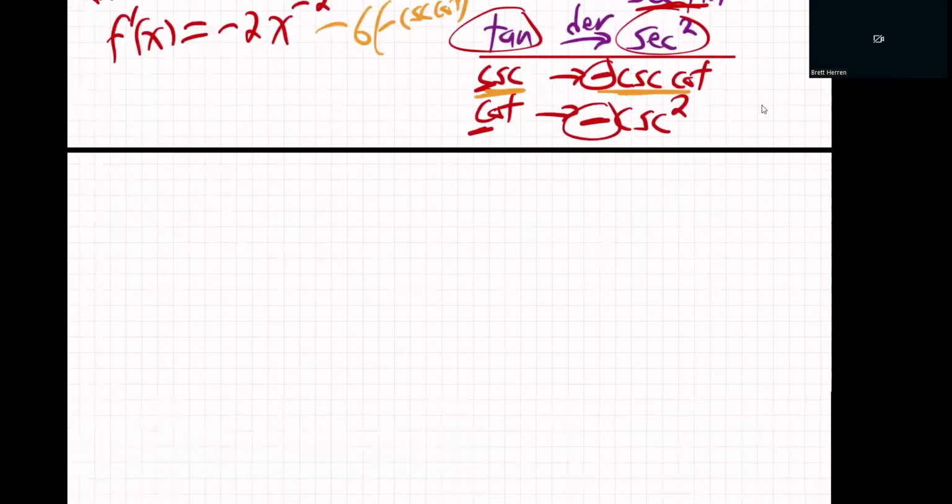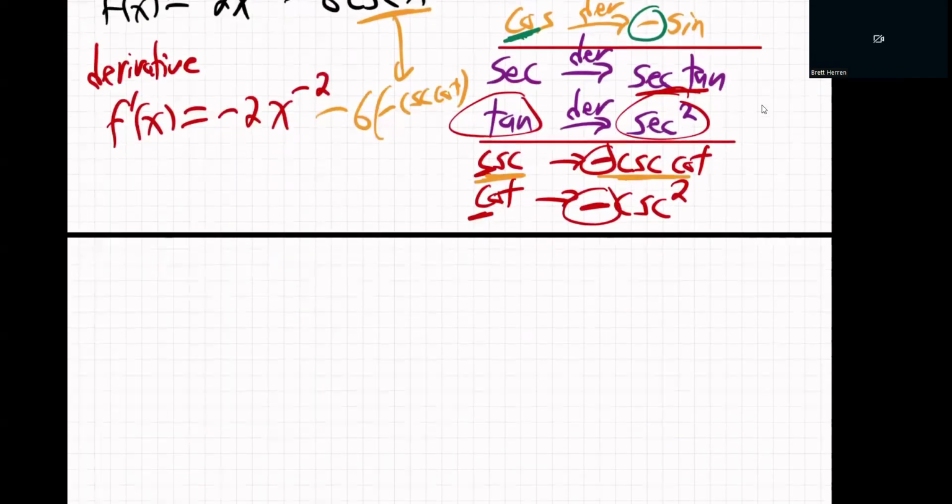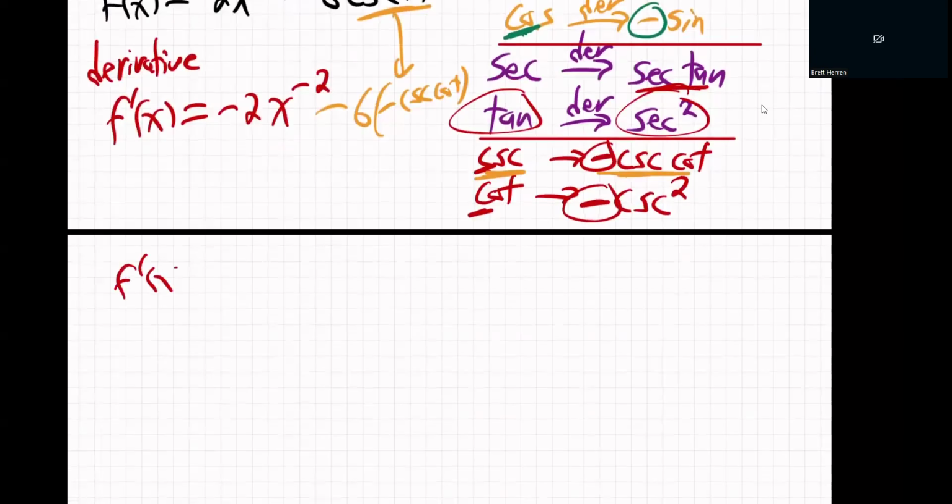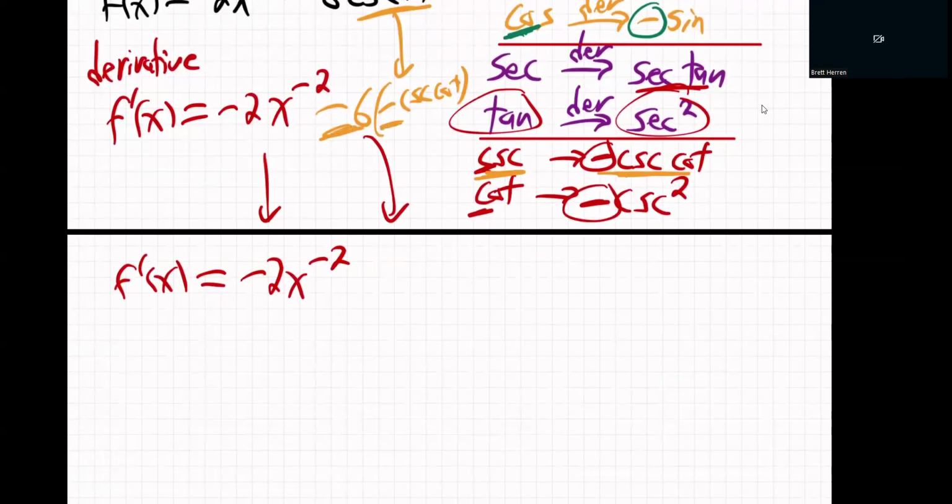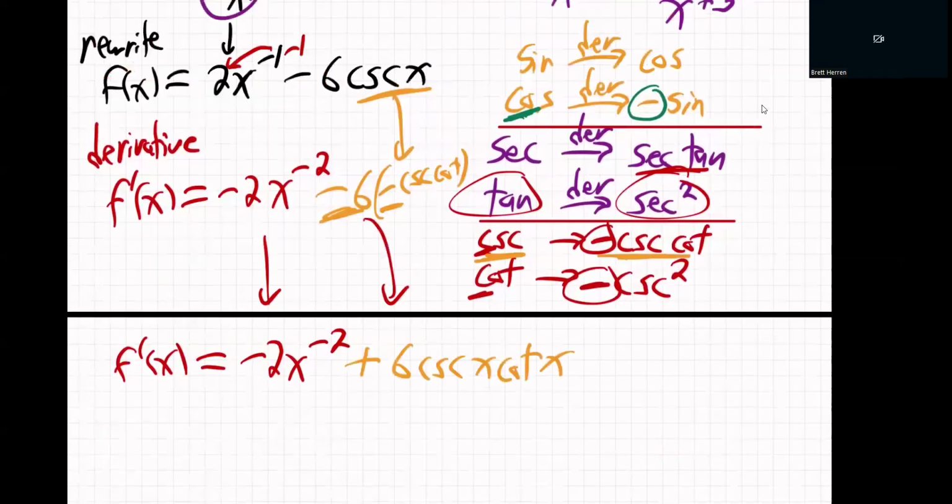So let me squeeze it in down here. So then we've got f prime of x equals, bring this on down, minus 2x minus 2. And then bring this down. What's it going to be? Well, it's negative 6 times 2 negatives multiplied to be positive 6 cosecant x cotangent x.